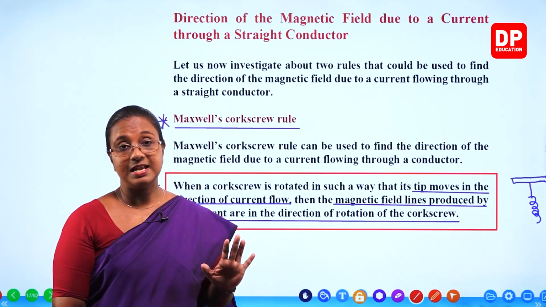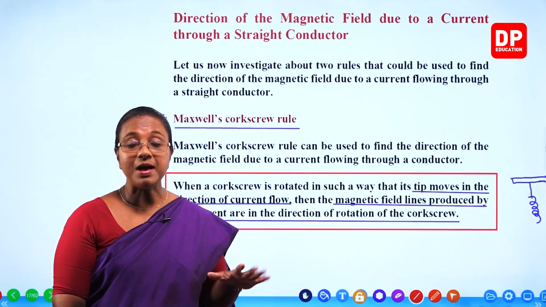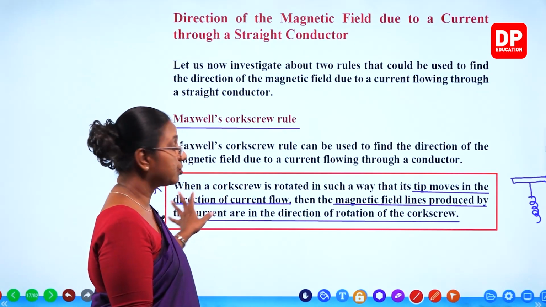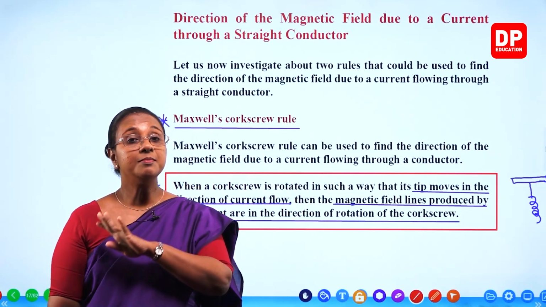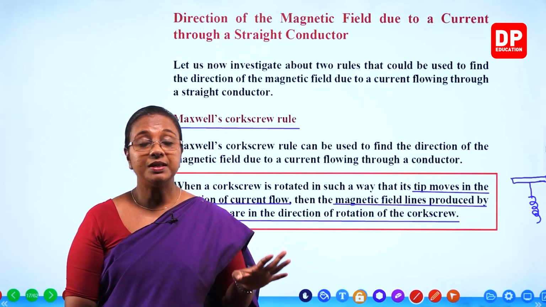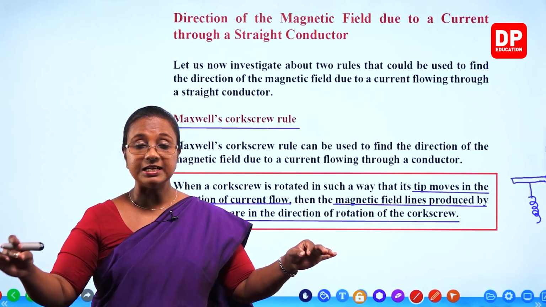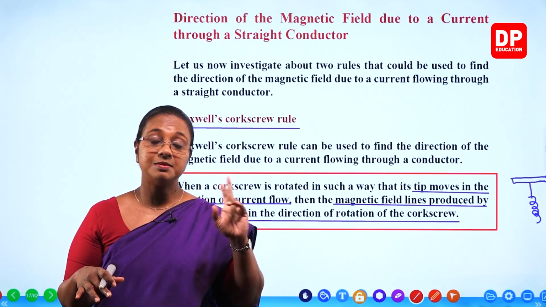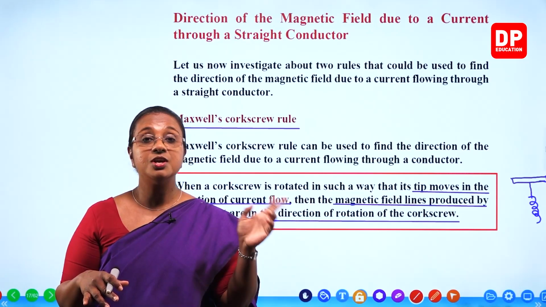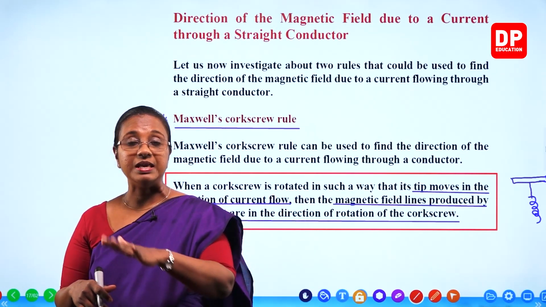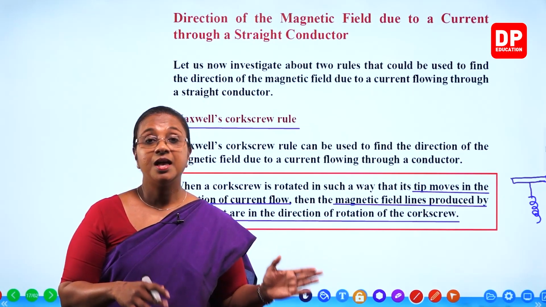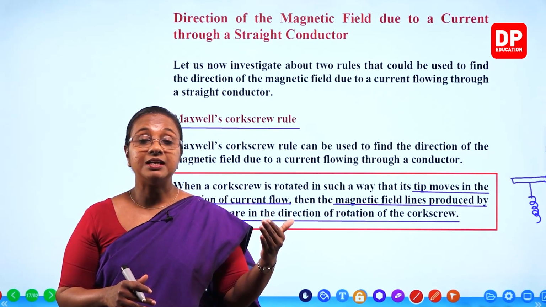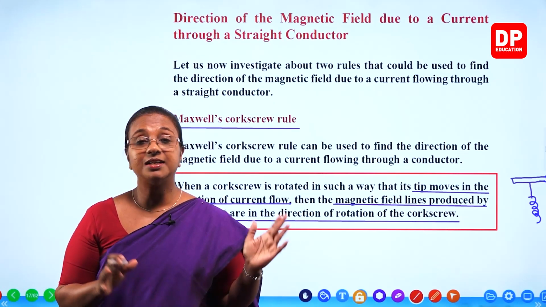So, to understand this, we will go to the lab and do an activity where we observe the Maxwell's corkscrew rule using the previous activity. Now, in the previous activity where I had the conductor AB, you can remember, we connected the dry cells, the batteries, in two different directions so that the current flows from A to B and B to A. There also you were able to see that the magnetic field above and below the conductor were different.